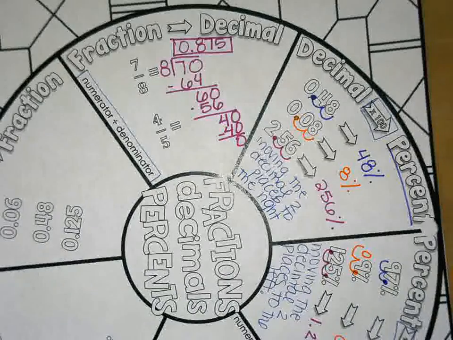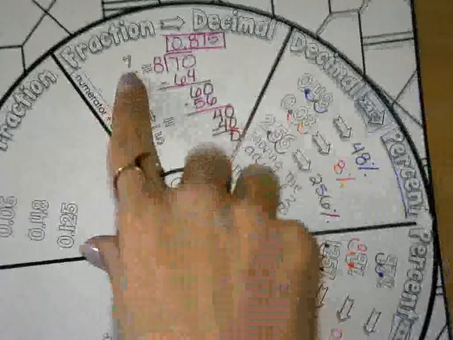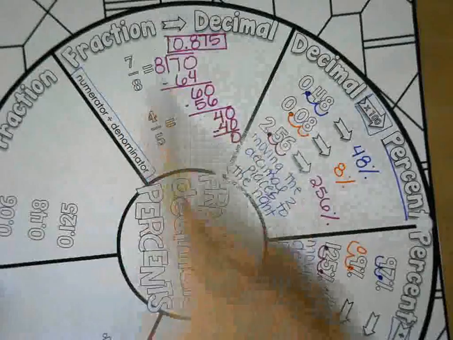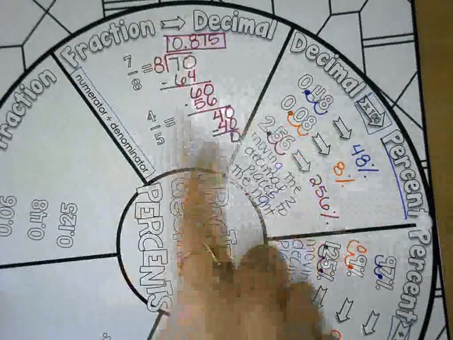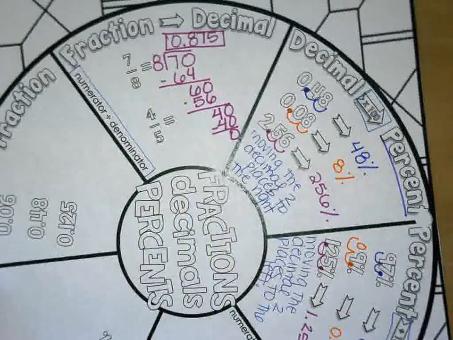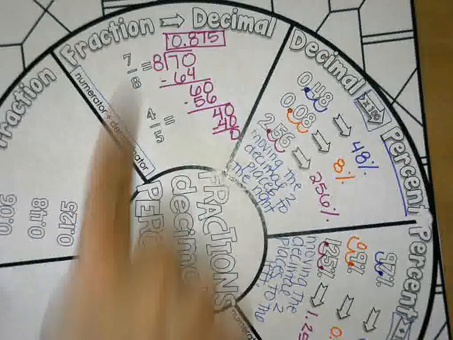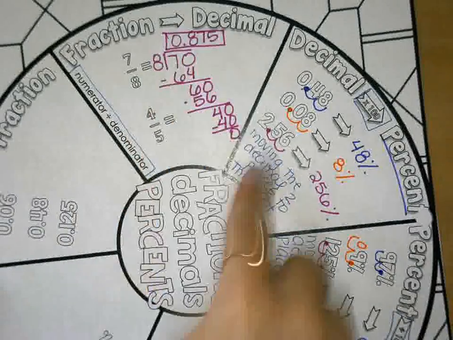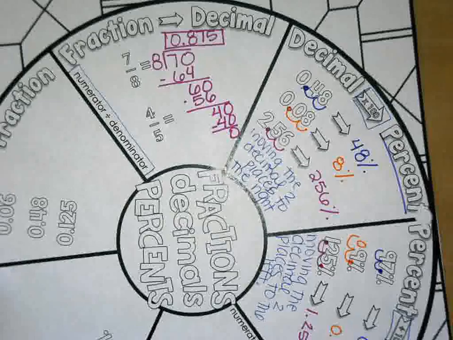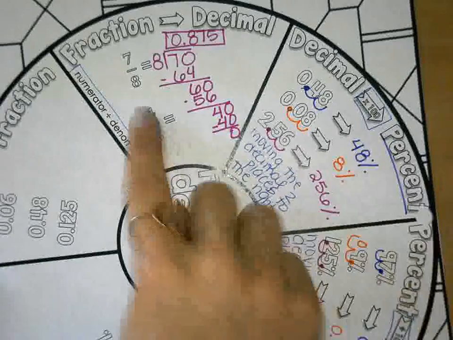So fraction to decimal, top divided by bottom, numerator divided by denominator, top dog always goes in the house. The beauty about this is the more you memorize, the easier it gets. Because I have this one memorized, so I technically don't have to do this anymore. I know what it is. So the more you memorize, the less division work you have to do because it's memorized. You don't have to do it.